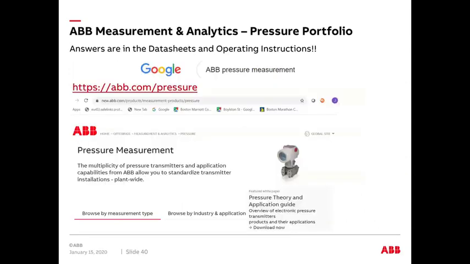The easiest way to find out more information on your own, if you choose to do that, is to just Google ABB pressure measurement, and it will take you to the pressure measurement website. There you can go through and look at the measurement types. If you know what you're looking for, you can look up the industry you're in and what application you want for that industry. So there's a lot of good information there.